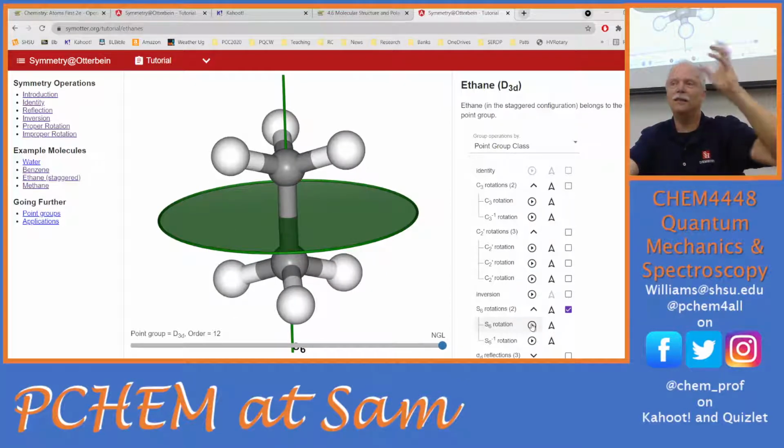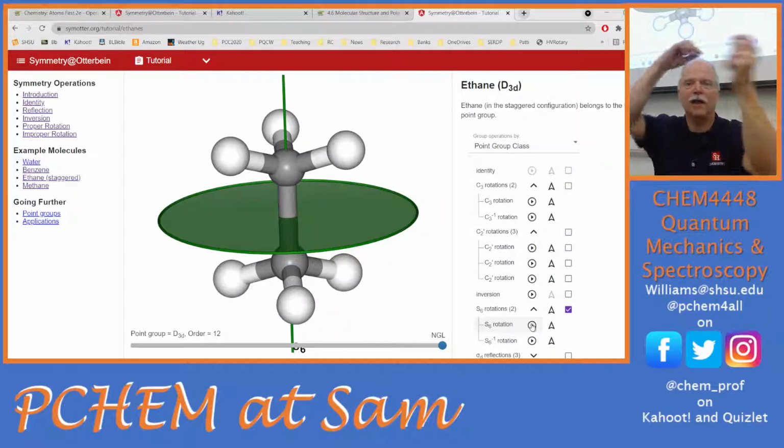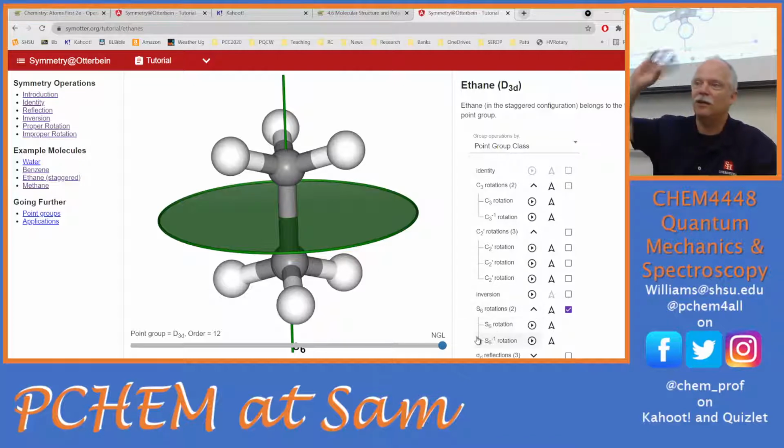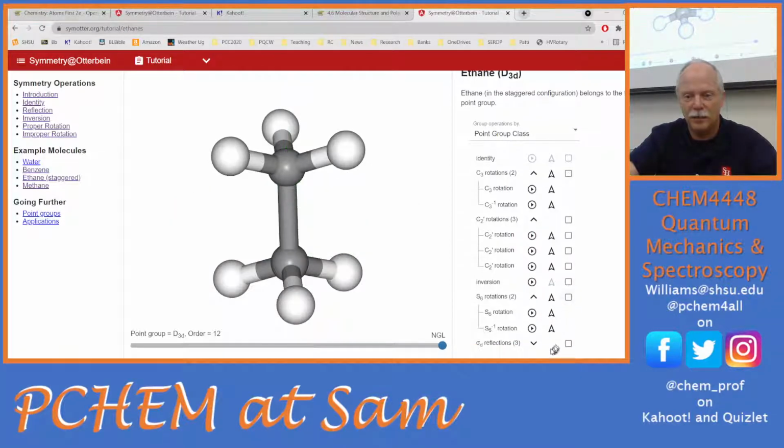So if you do an S6 6 times, you get back to the original. All of the labels, if you were to label all the hydrogens, they would be back in their original positions. The same with a C3. C3 3 times, you've replaced all the labels back to their original place. Reflection planes, let's do those.